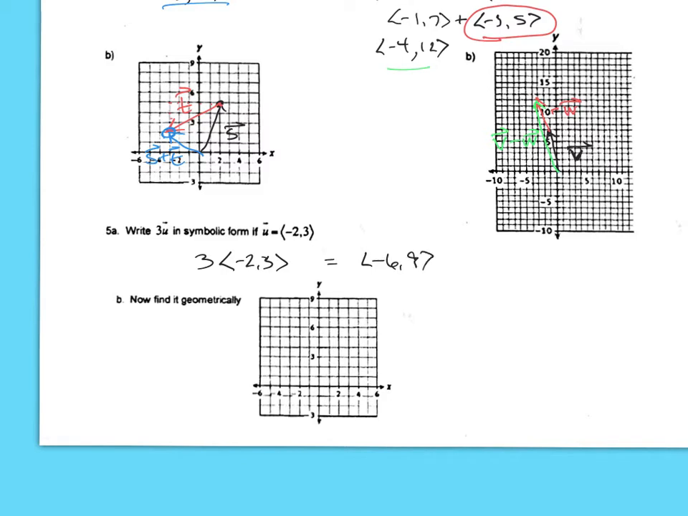Now when you graph this, you want it to look like, it's very obvious you have 3 of these vector u's. So they will be stacked up. So we start at 0, 0, negative 2, 3. There's one vector u. Then you go left 2, up 3 again.